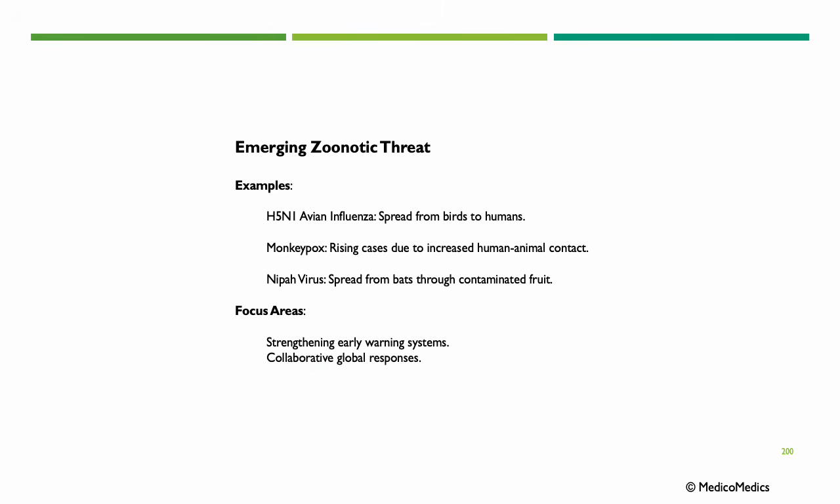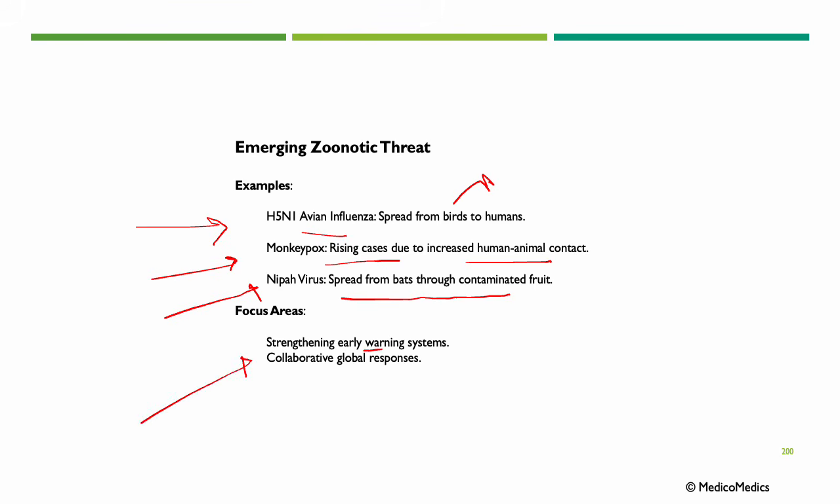What are some emerging zoonotic threats? For example, the H5N1 avian influenza, spreading from birds to humans. Monkeypox, with rising cases due to increased human-animal contact. The Nipah virus, spread from bats through contaminated fruit. Focus areas: strengthening early warning systems and collaborative global responses.